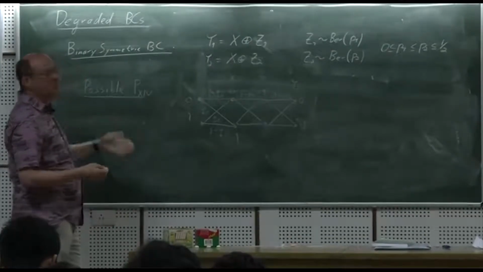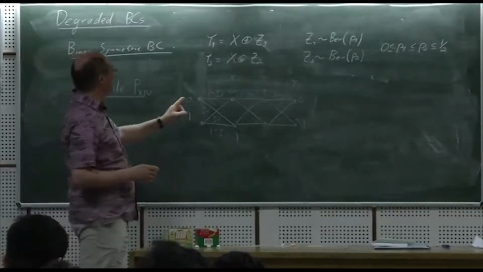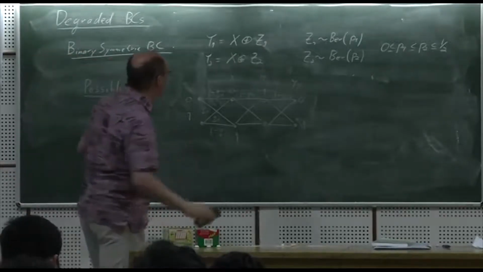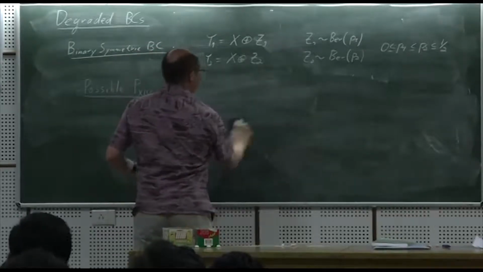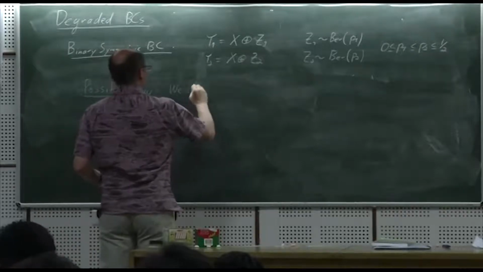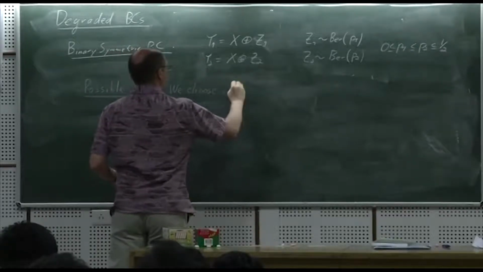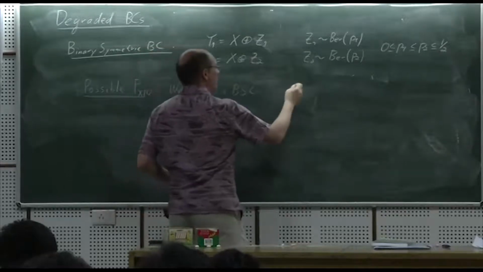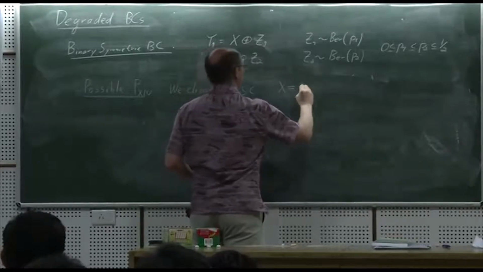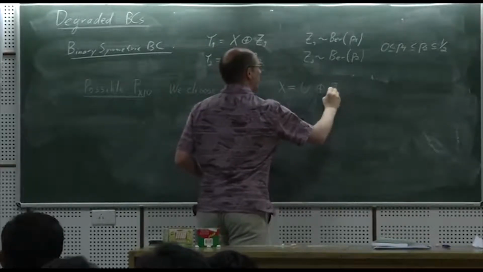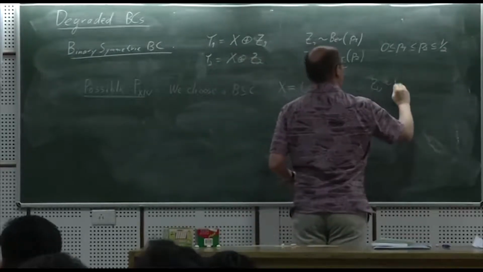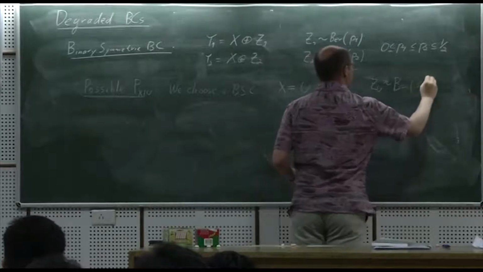But anyway, what we'll do is restrict attention to channels p of x given u that are binary symmetric channels. It turns out that's optimal, and one can prove that, but it's not obvious ahead of time. So we choose a BSC. The channel we'll choose has parameter q, so we'll say X is U XOR ZU, where ZU is Bernoulli q.